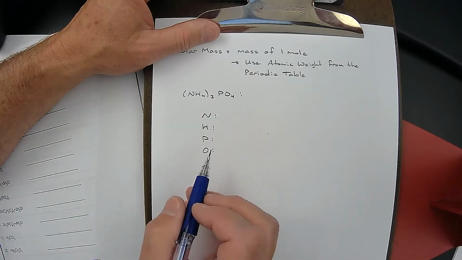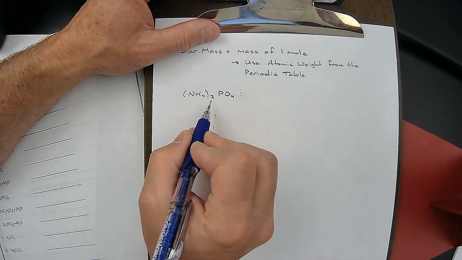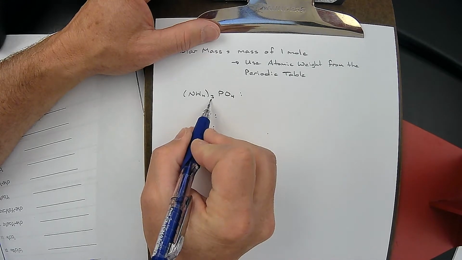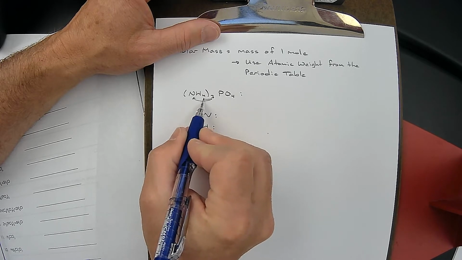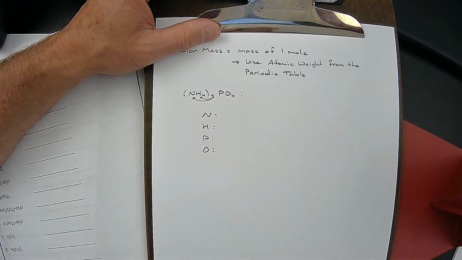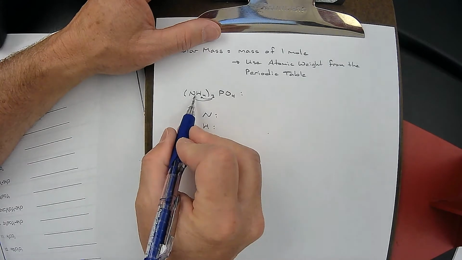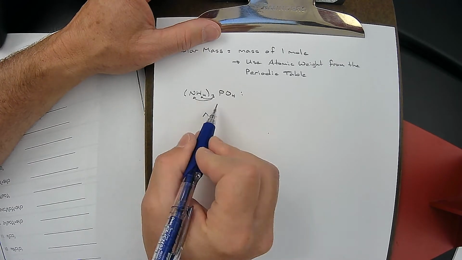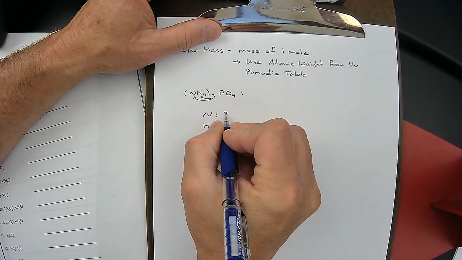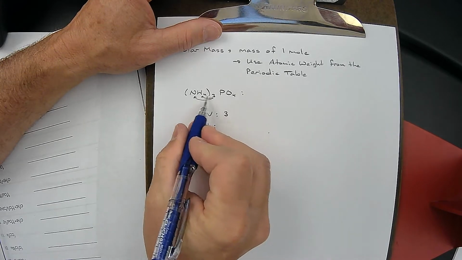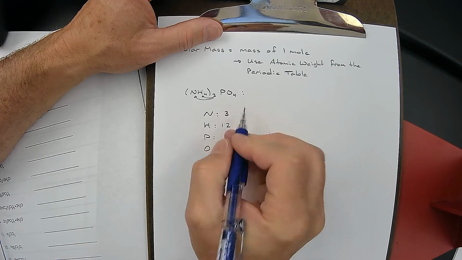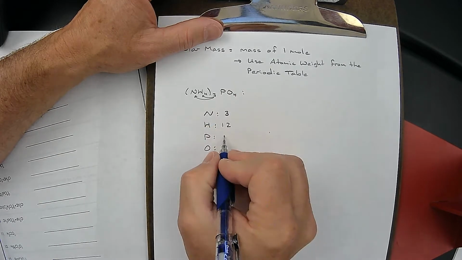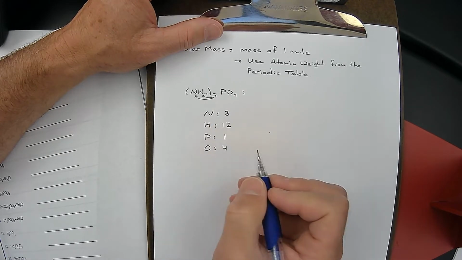Then we count the number of each. Now, this 3 on the outside of the parentheses distributes to the N and it distributes to the H. When it distributes to the N, there's an invisible 1 here. So it's 3 times 1 gives you 3. And then it's 3 times 4 gives you 12. And then it's an invisible 1 and then a 4.